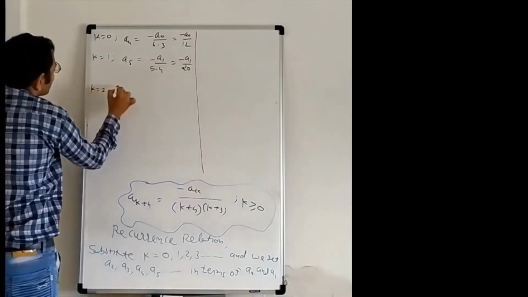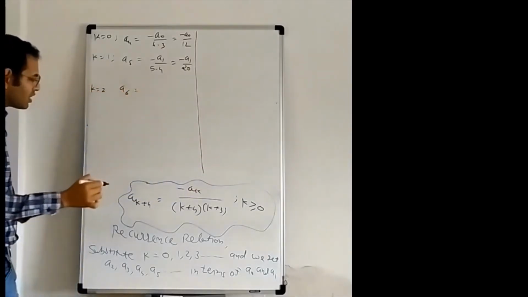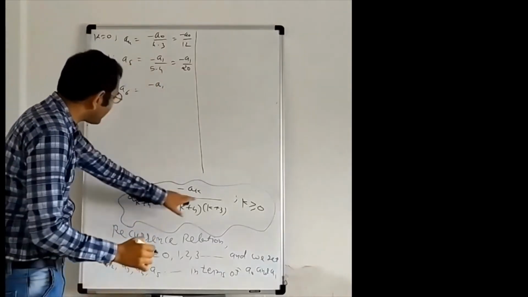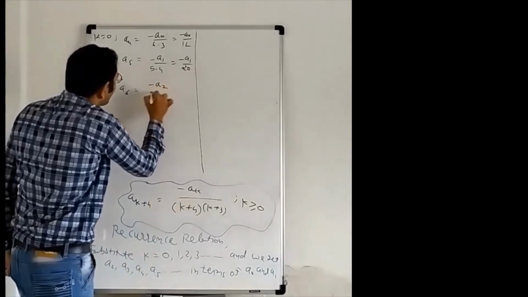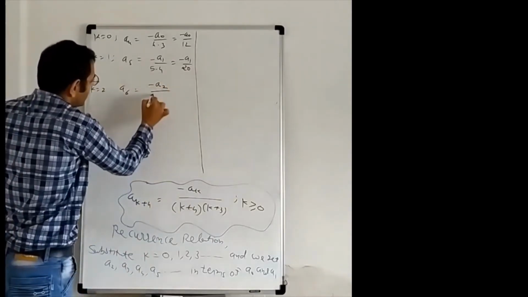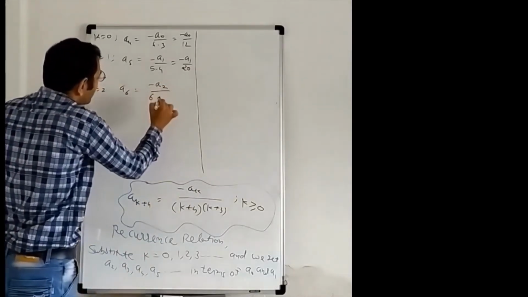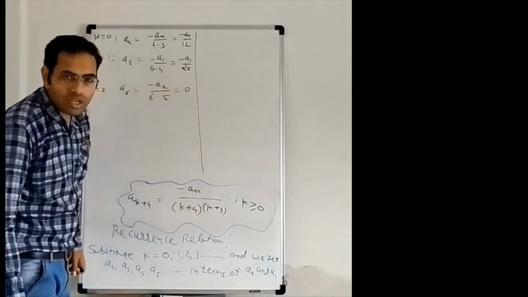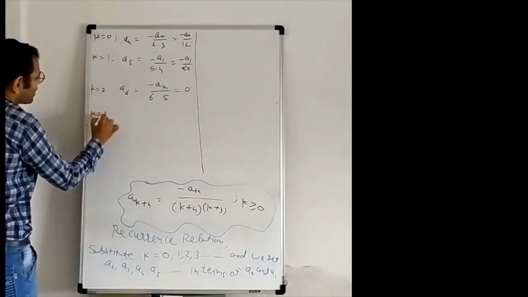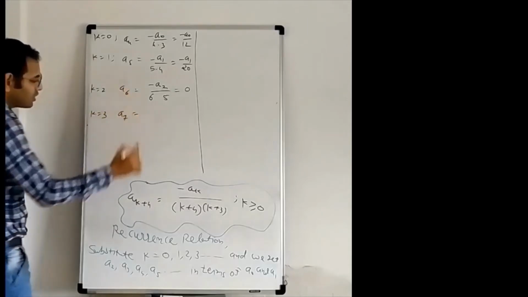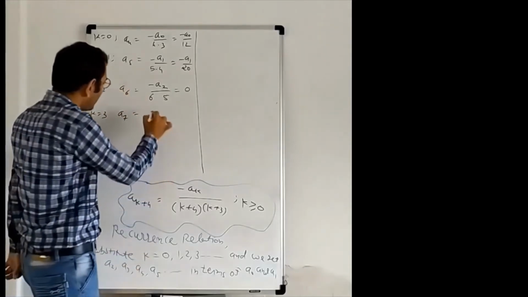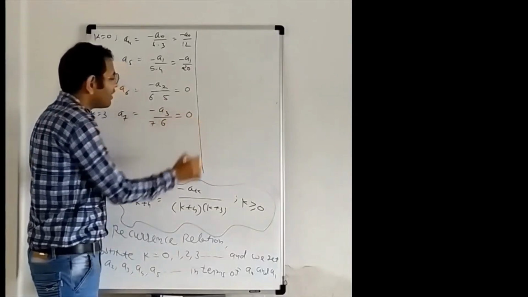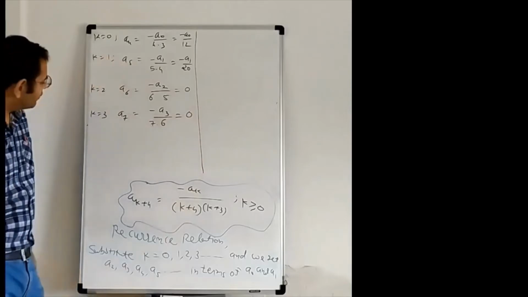K equal to 2, which is A6. Put the value of 2, then minus A2 upon 6 into 5. But the value of A2 is 0. Then k equal to 3, which is A7. Then minus A3 upon 7 into 6. But the value of A3 is 0.